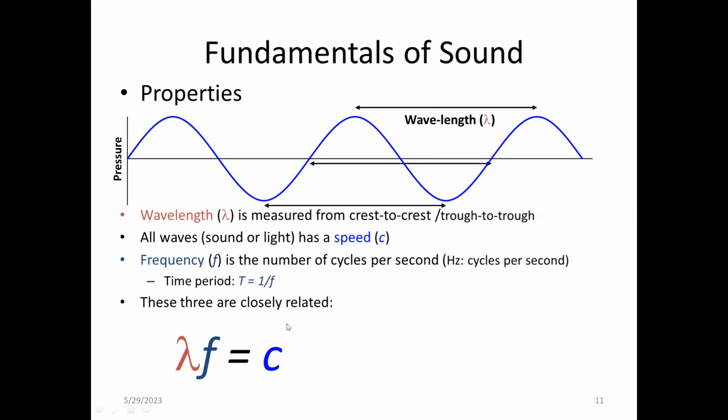Okay. So these three entities are related to each other. The product of wavelength and frequency is equivalent to the speed of sound. I won't be going into the mathematics of this, but we'll just keep record of it for our further discussion without going into the tough maths.